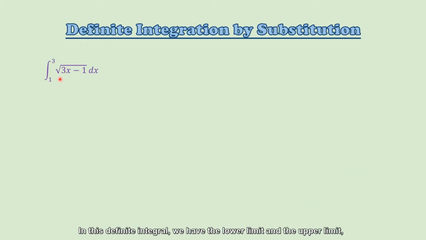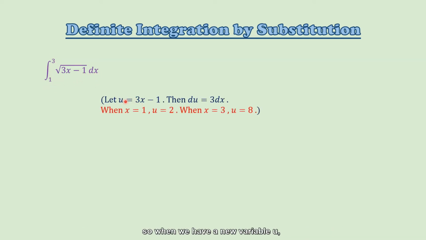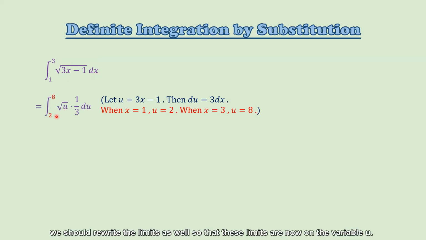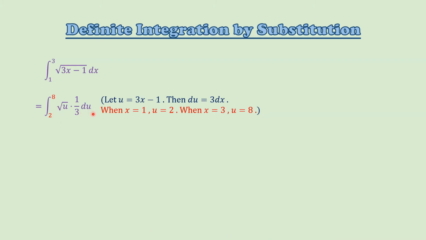In this definite integral, we have the lower limit and the upper limit, and these limits are on the variable x. So when we have a new variable u, we should consider a new set of limits on the variable u. In this case, if we let u be 3x minus 1, we should consider that when x is equal to 1, u is equal to 2, and when x is equal to 3, u is equal to 8. And then when we do the substitution, we should rewrite the limits as well, so that these limits are now on the variable u. Now this definite integral can be evaluated easily.